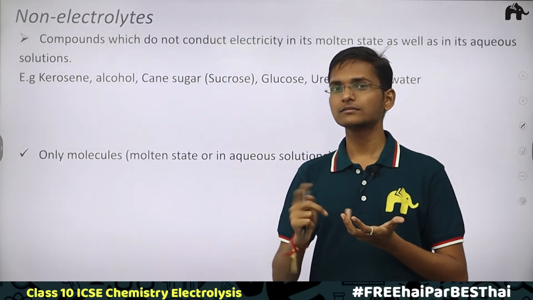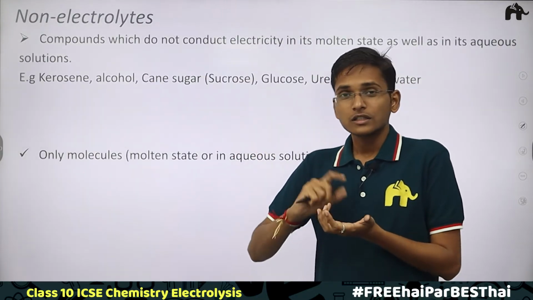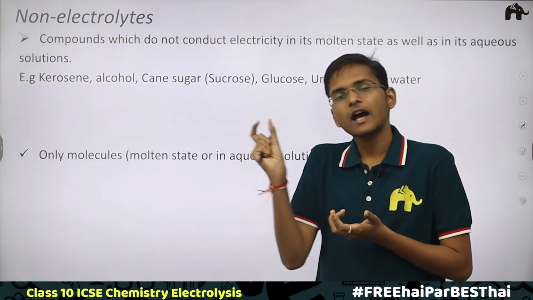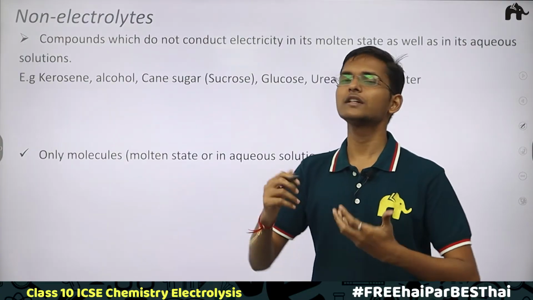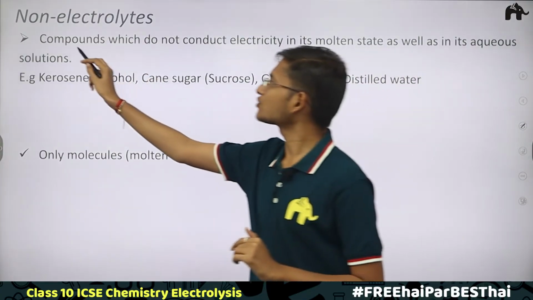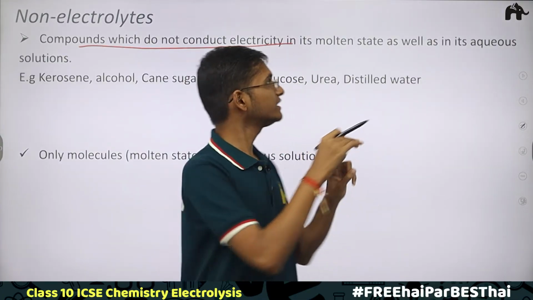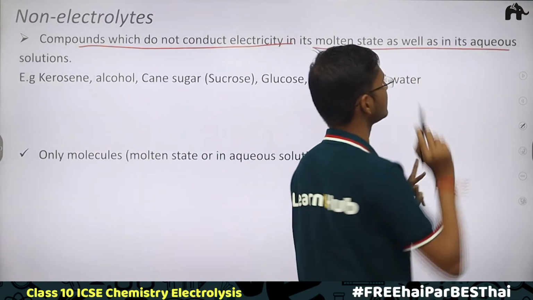But non-electrolytes would be the total opposite. These compounds would not conduct electricity in their molten states as well as in their aqueous states. In short, they do not conduct electricity. Clear? So these are compounds which do not conduct electricity in their molten state as well as in their aqueous state.